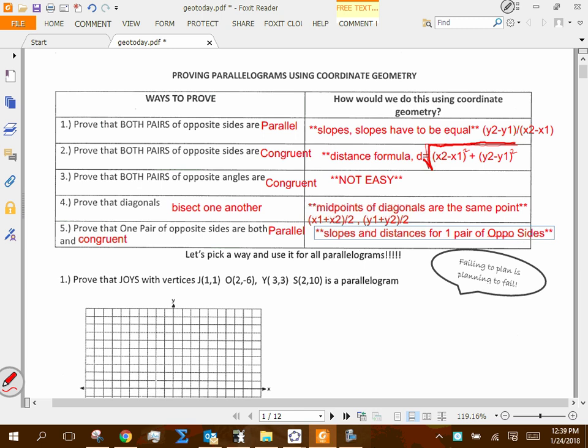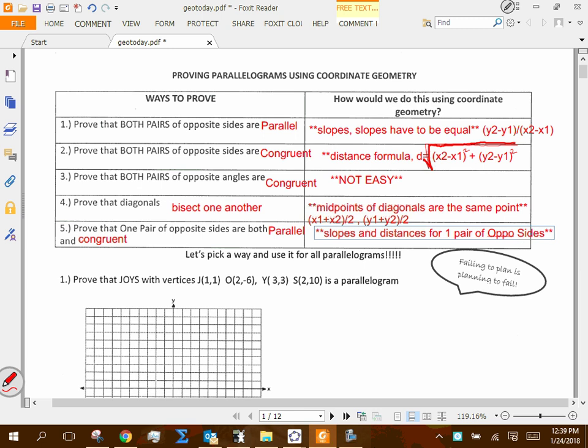In slope, we have x2 minus x1. In distance, we have x2 minus x1. So if I find the slope of one of these segments, it's really easy and efficient to find the distance right away. So even though you're using two formulas, it might be one of the quicker ways to show that a shape is a parallelogram, quadrilateral parallelogram.